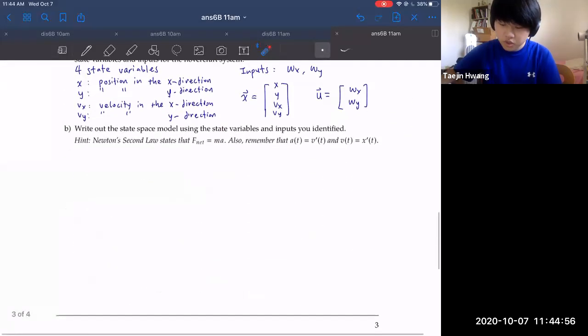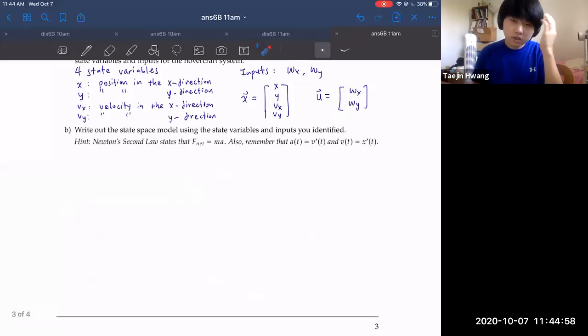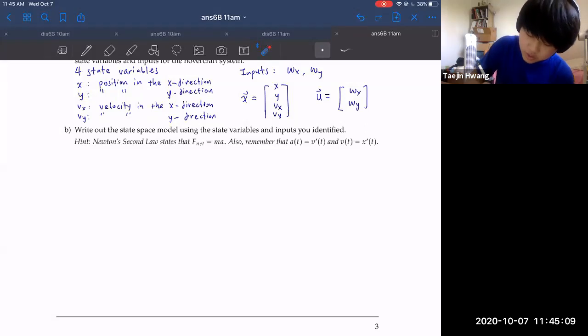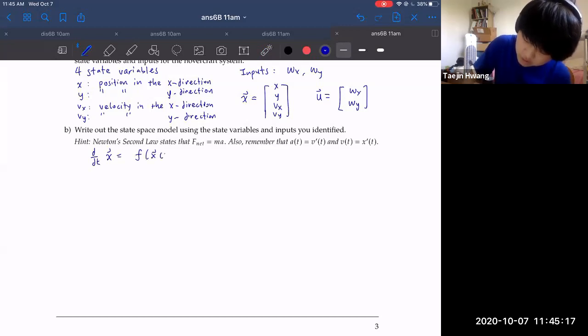So the next part here, I'm going to give you some time to work it out together in breakout rooms, is going to actually ask you to write out the model. And again, as I hinted earlier, the model is going to be something of the form dx/dt is equal to f of x and u.